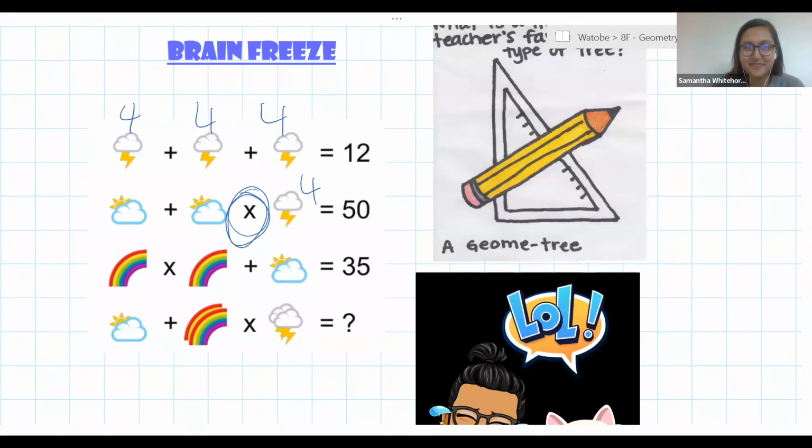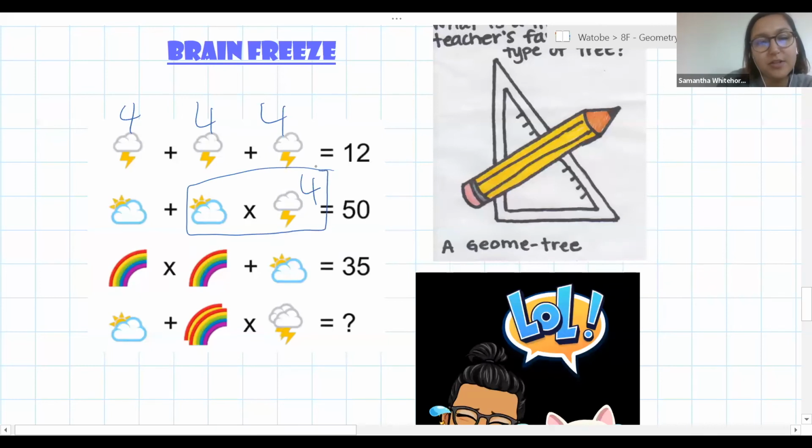Try it. Ma'am, for number 2, I said 12,5 plus 12,5 equals 25 times 2, which equals 50. Okay, so I like your thinking. Just remember, guys, our order of operations is super important. So we want to do the times first, and then we want to do the addition.